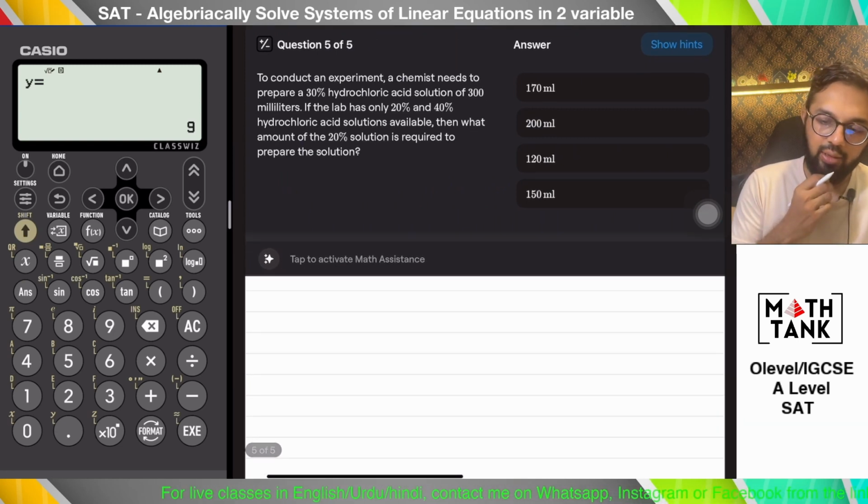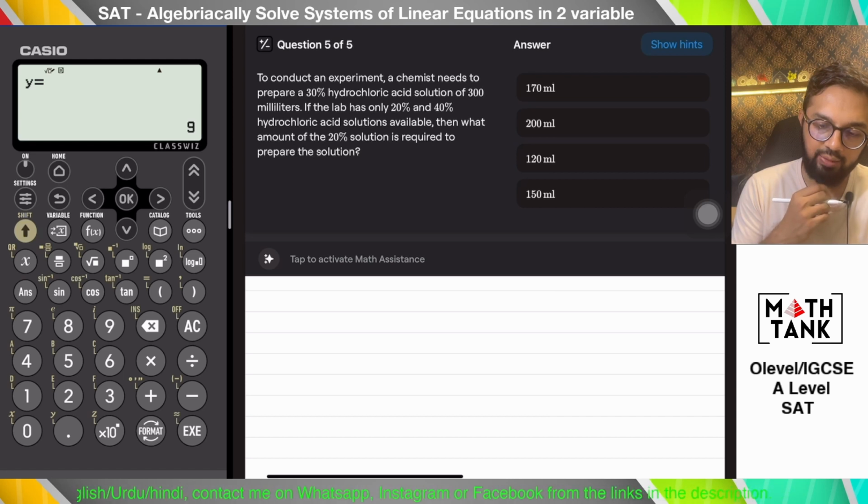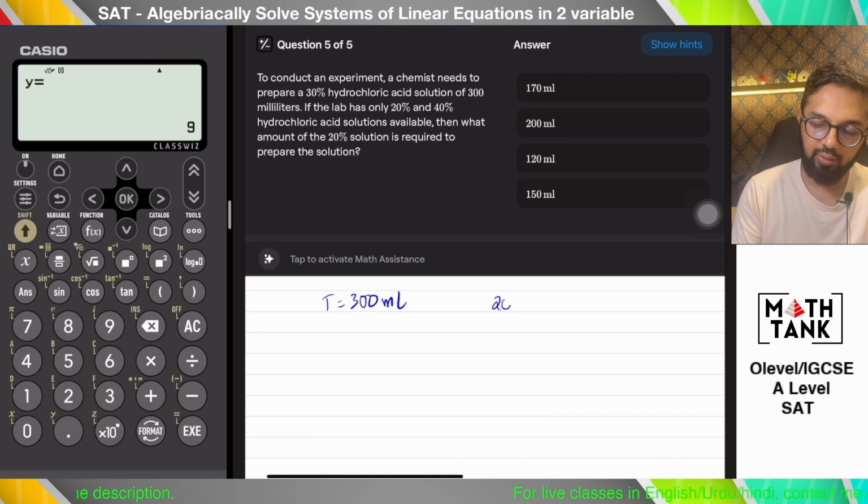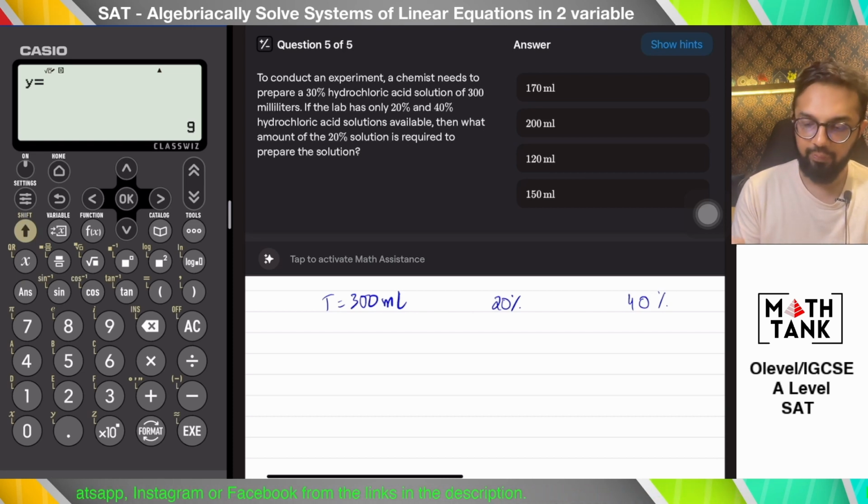Okay. To conduct an experiment, a chemist needs to prepare a 30% hydrochloric acid solution of 300 milliliters. If the lab has only 20% and 40% solutions, then what is the amount of 20% solution required to prepare the solution? Okay, so this is a tough question. A lot of people find it tough.